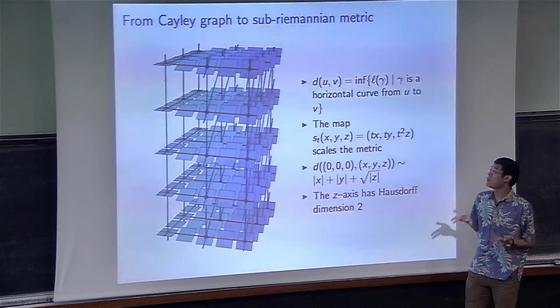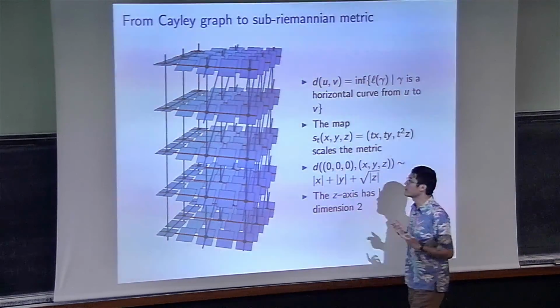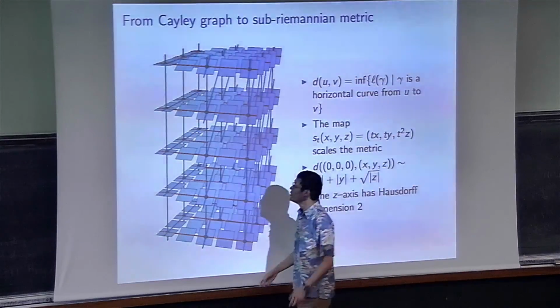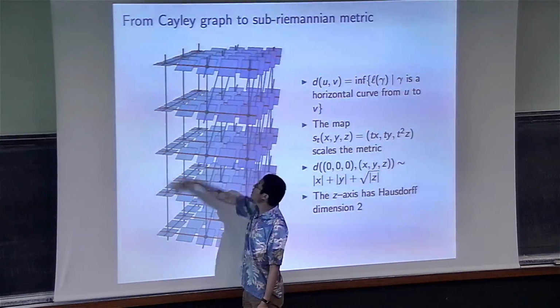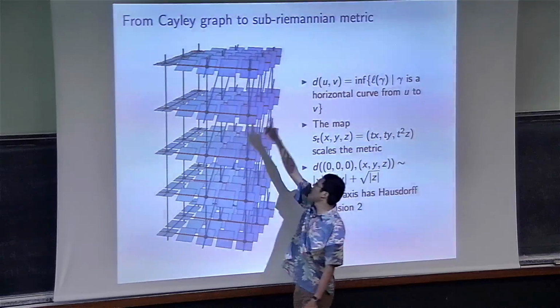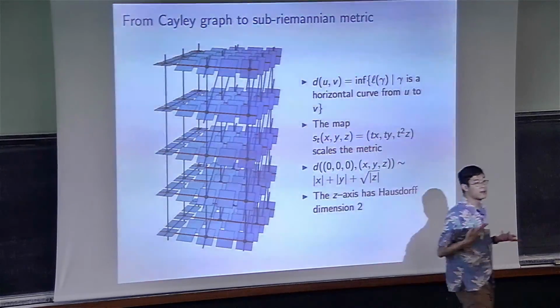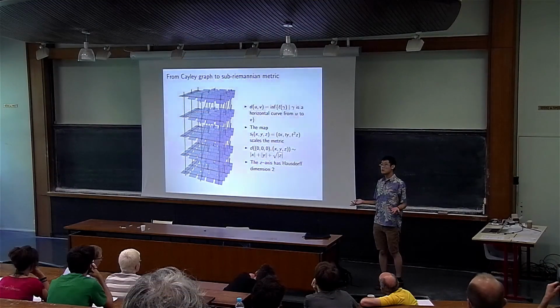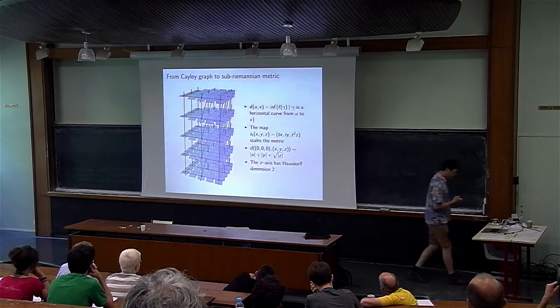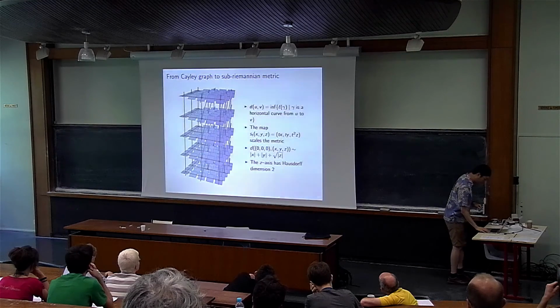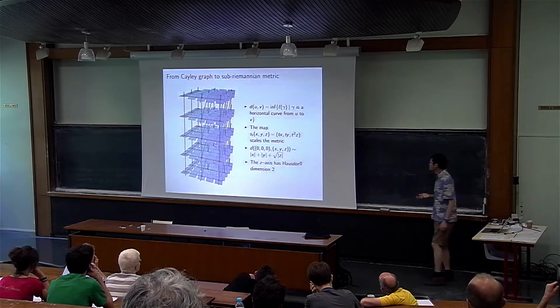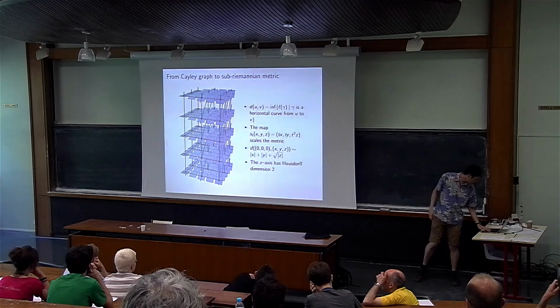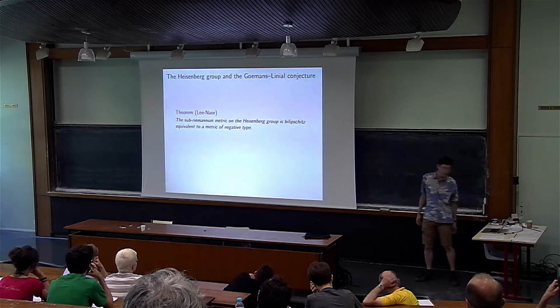So really, this picture of the Heisenberg group is not a very accurate picture geometrically, because we have all these sets that look one-dimensional, all these vertical lines that look one-dimensional, but are actually two-dimensional from the metric point of view. Is this okay so far? Okay. So what are we doing next? So what's the connection between the Heisenberg group and the Goemans-Linial conjecture?